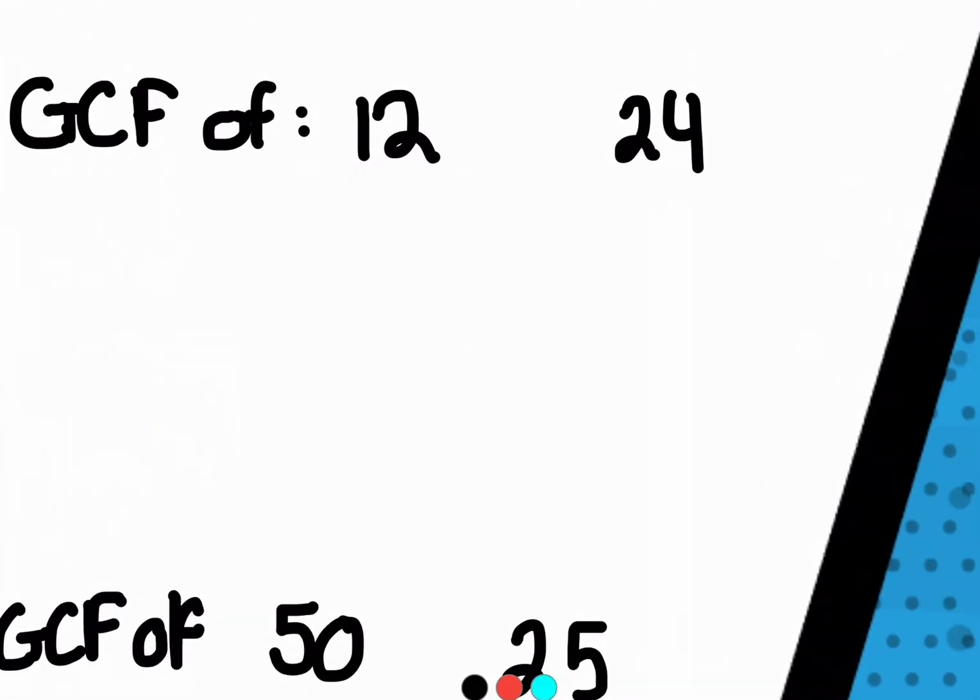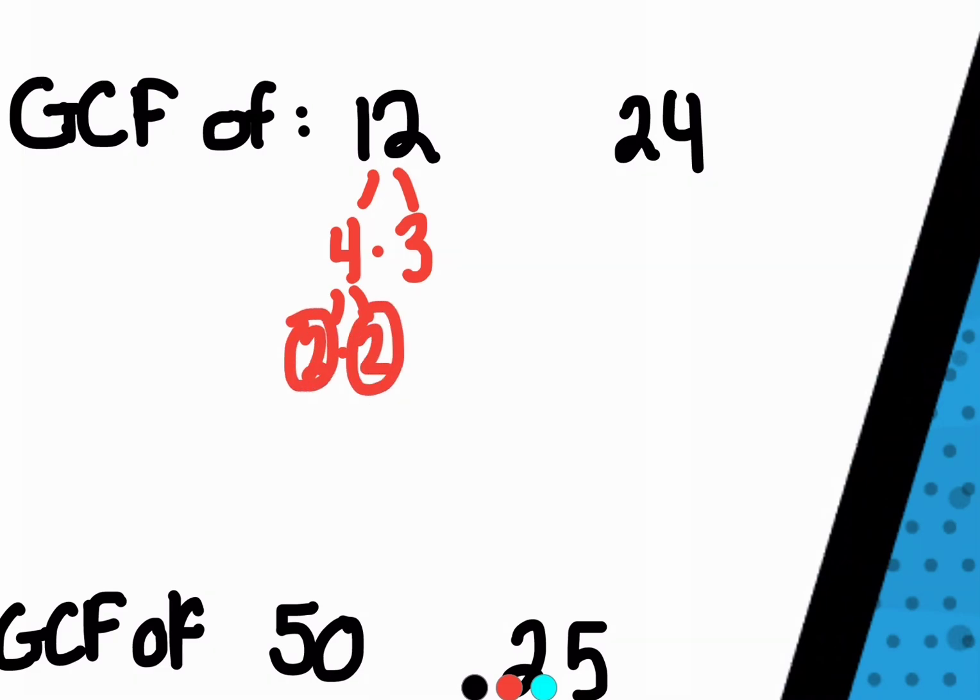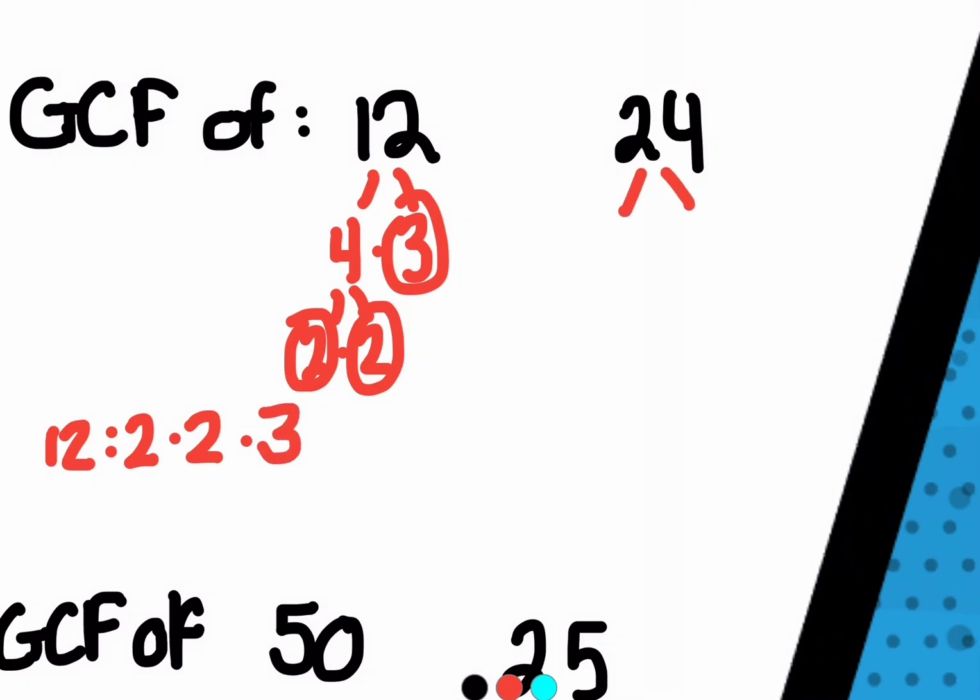Do the prime factorization of 12. It's 4 and 3. I can't break down that 3. I can break down the 4 into 2 and 2. So there's my prime factorization of 12. I'll go ahead and write it. The prime factorization of 12 is 2 times 2 times 3. I'll do the prime factorization of 24 in red also.